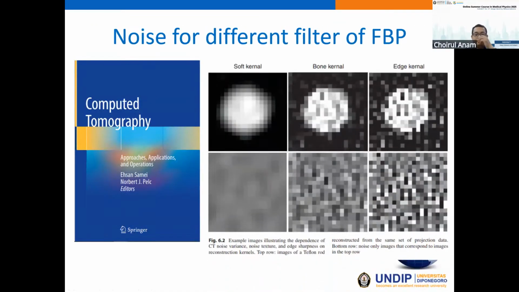This is an example of the image reconstructed with three different kernels: soft kernel, Boone kernel, and edge kernel. We can see here that the images are different. The noise in the edge kernel is very high, and for the soft kernel, the noise is very low. So the kernel will affect the noise level in the image.